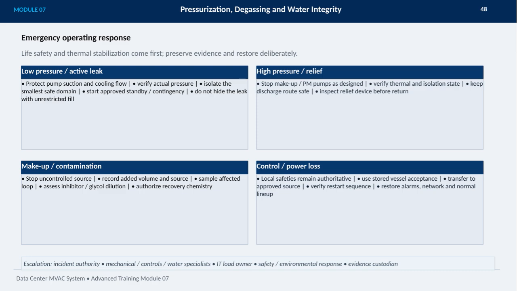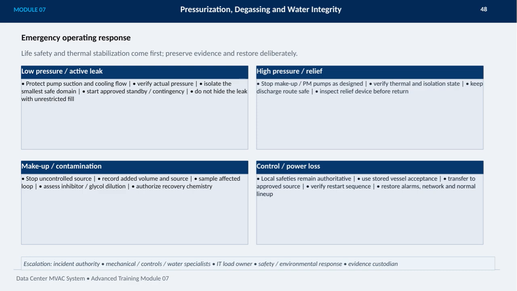Importantly, avoid hiding the leak with unrestricted fill. For high-pressure or relief situations, stop makeup and PM pumps as designed. Verify the thermal and isolation state, keep the discharge route safe, and inspect the relief device before returning to normal operation. When facing makeup contamination, stop the uncontrolled source, record added volume and source, sample the affected loop, assess inhibitor or glycol dilution, and authorize recovery chemistry.